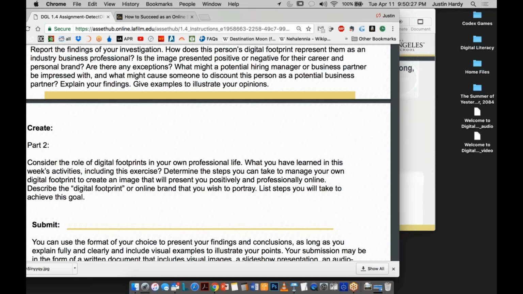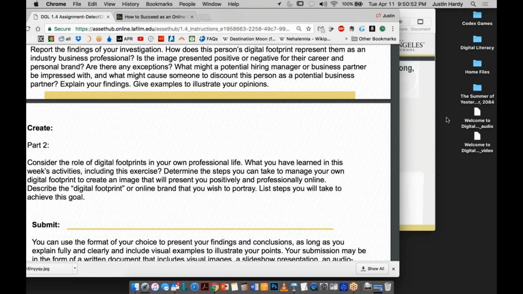Also, we want you to think about what a potential hiring manager or business partner might be impressed with, and what might cause someone to discount this person as a potential business partner. We want you to explain your findings as well. So if you think people would want to work with this person, why or why not? And if people might avoid this person as a business partner, we also want you to discuss why you might have that reasoning as well.